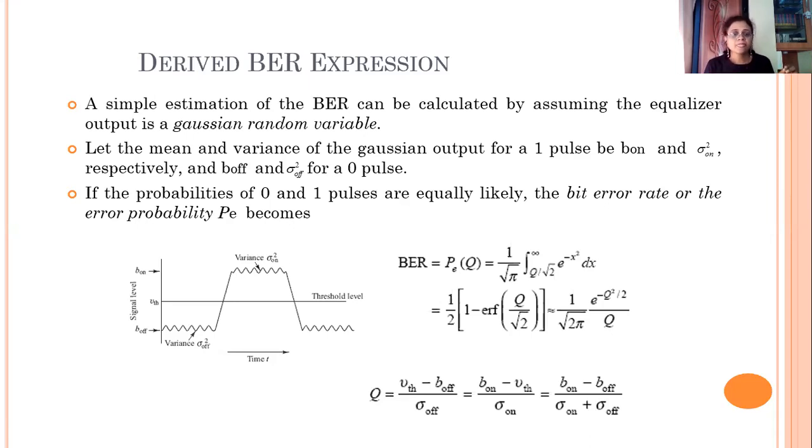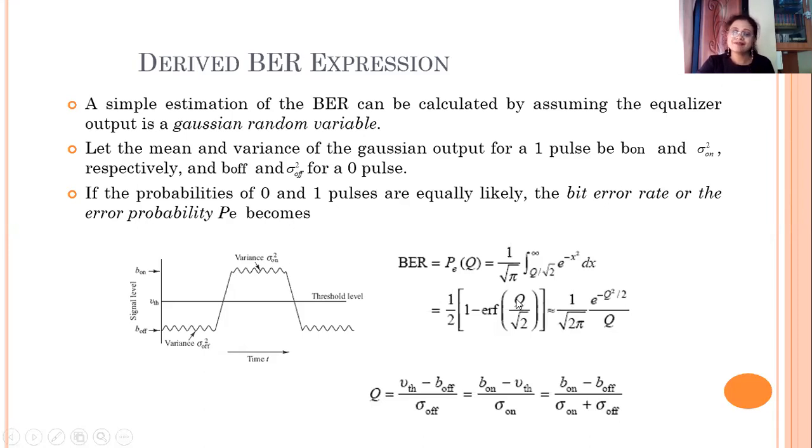With this notation, if the probabilities of 0 and 1 pulses are equally likely, the bit error rate or error probability P can be written as follows. So here I can write the bit error rate in the form of a complementary error function, as in the second expression: half of (1 minus erf of Q upon root 2), that is equal to 1 by square root of 2π into e raised to minus Q square by 2 upon Q, where Q basically represents a quality factor.